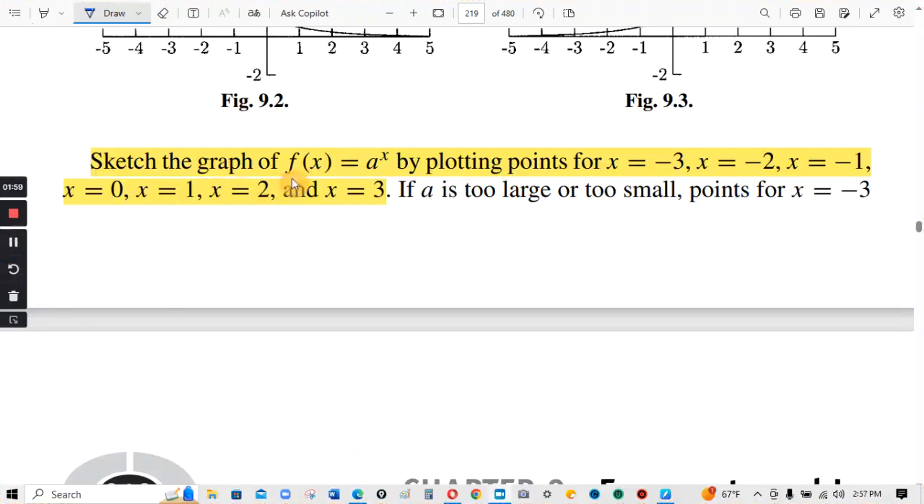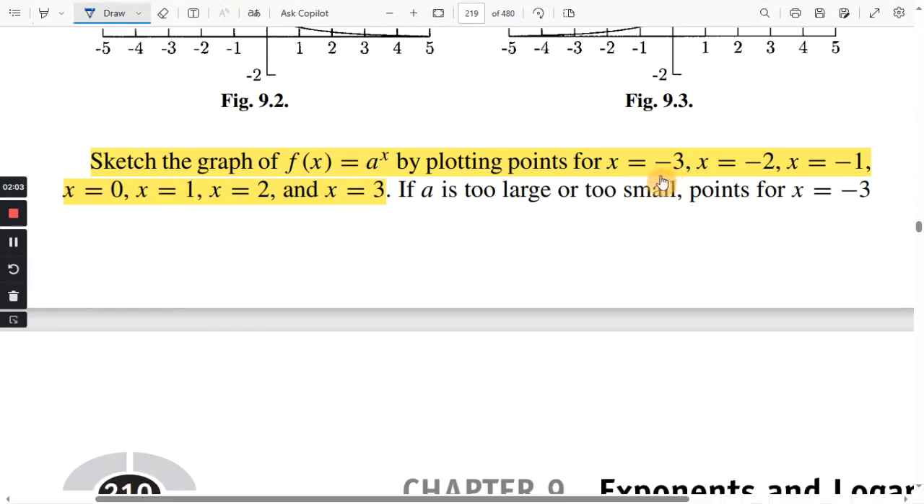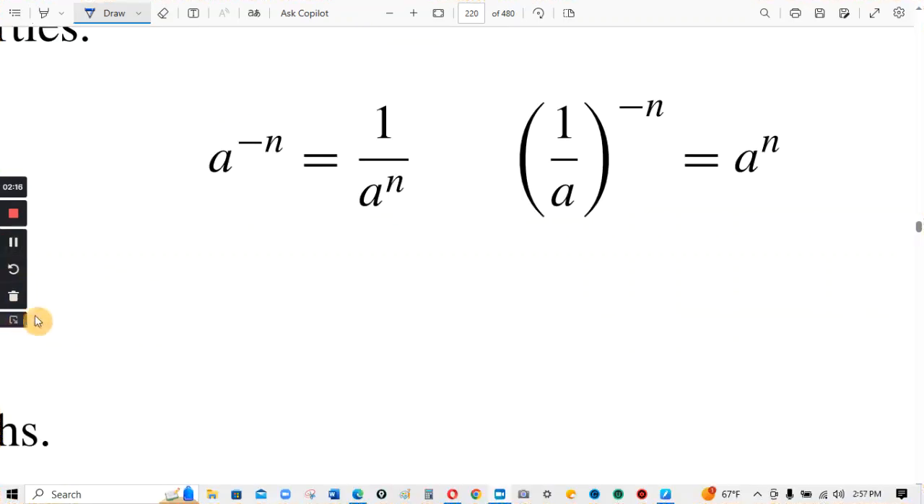So in general, to sketch the graph of f of x equals a to the x, you can just try x equals -3, -2, -1, and 0, and positive 1, 2, 3. Okay, so we're going to try those points on a few graphs. And you want to remember your negative exponents, okay?